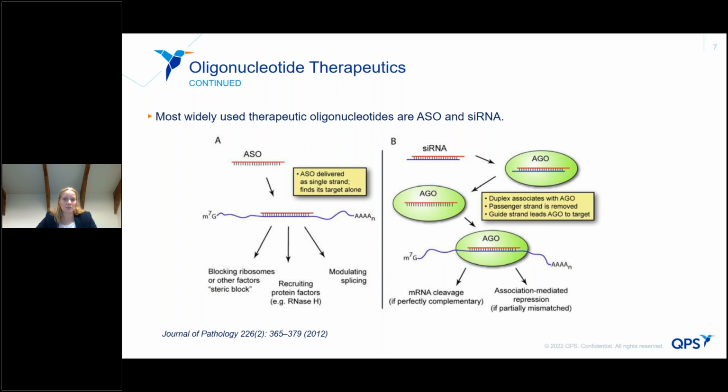With the right picture, you have the small interfering RNA, a duplex RNA, which is associated with AGO, an RNA endonuclease. In this complex, the passenger strand is removed, and the guide strand is led to the target, where it binds with a complementary sequence. If it binds perfectly, then the messenger RNA is cleaved and degraded. If it is partially mismatched, then you have microRNA-like repression. All in all, this is a very powerful tool to silence your gene.